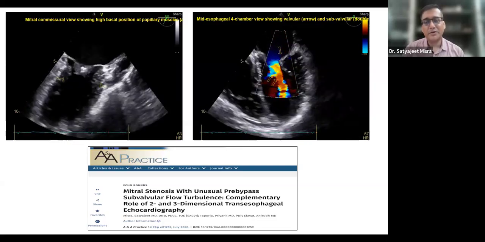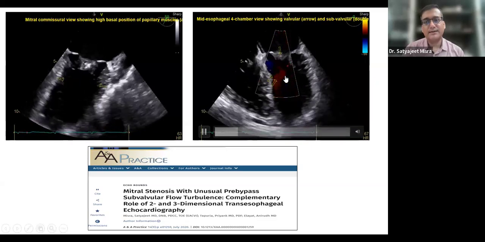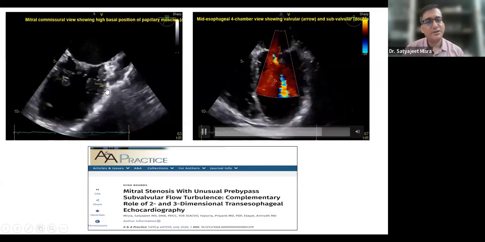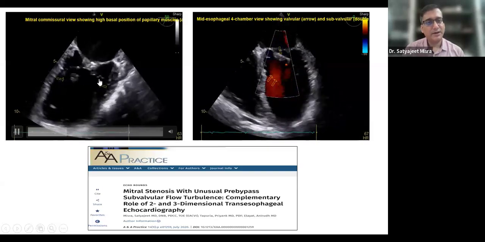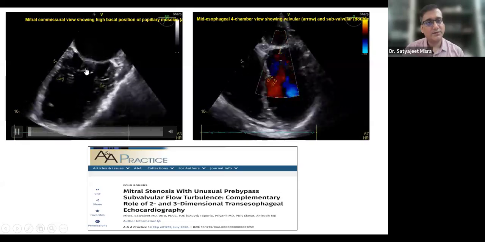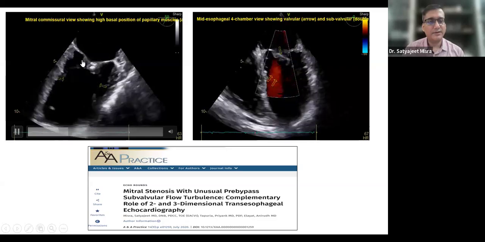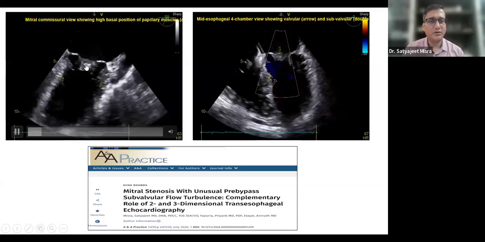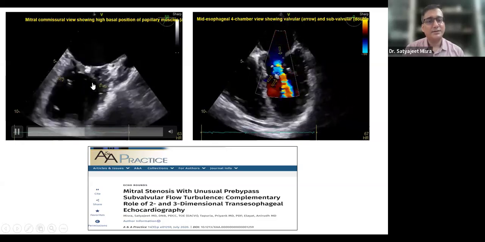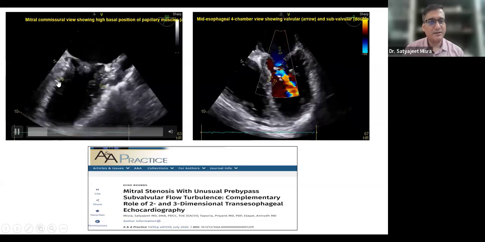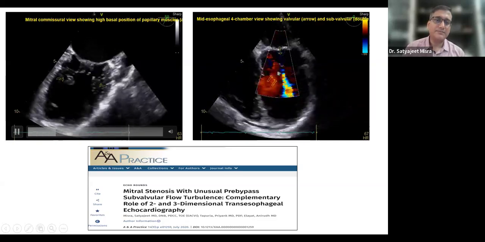So we got one gradient only. But the importance of these multiple jets is that when you have such a high basal position of the papillary muscle, the surgeon has to take a call on whether to preserve the subvalvular apparatus, because once he puts the prosthetic valve, the high position of the papillary muscles may interfere with the proper functioning of the occluders in the occluder opening and closing. So sometimes you may have to sacrifice the subvalvular apparatus, especially if the papillary muscles have been pulled up in patients with severe mitral stenosis.